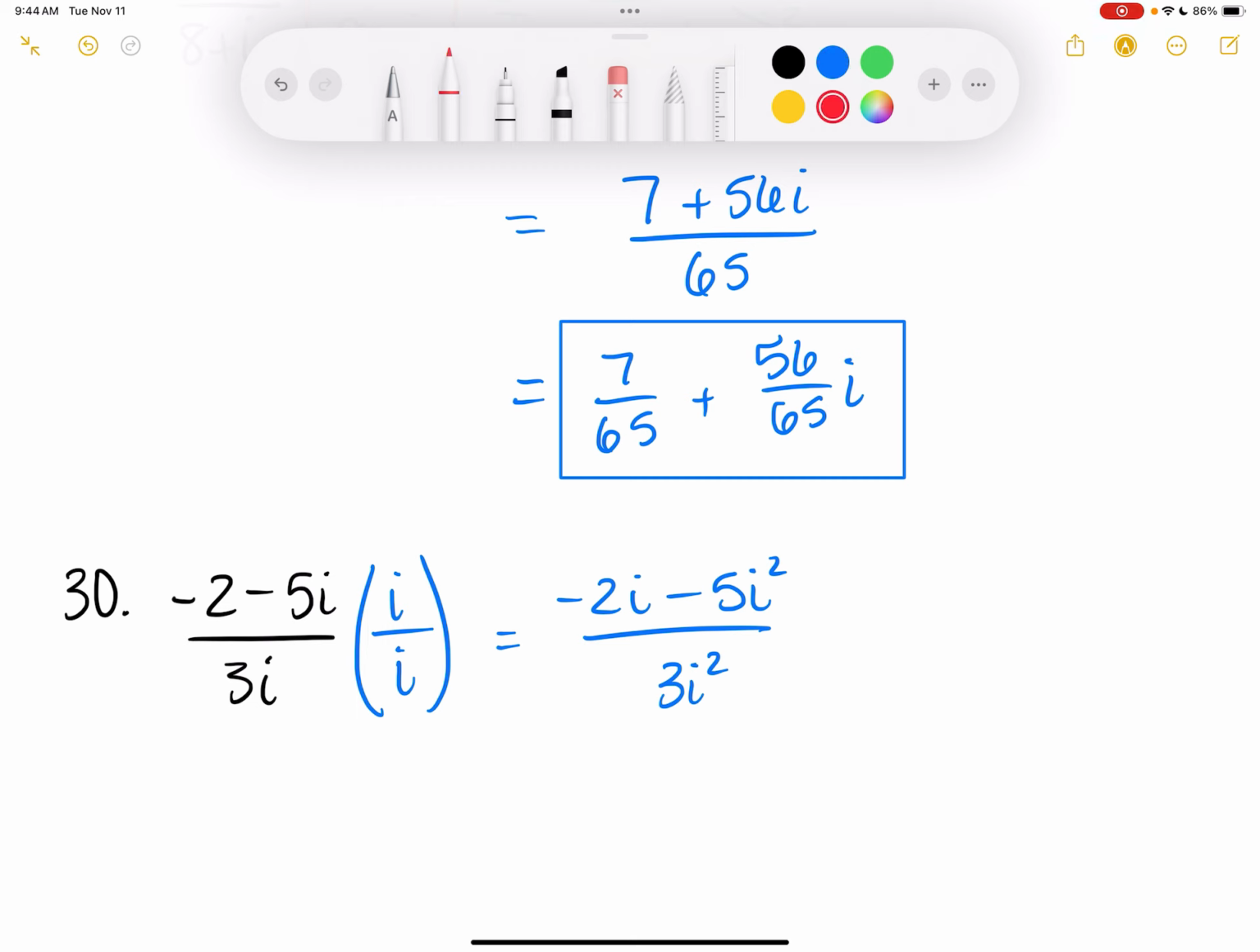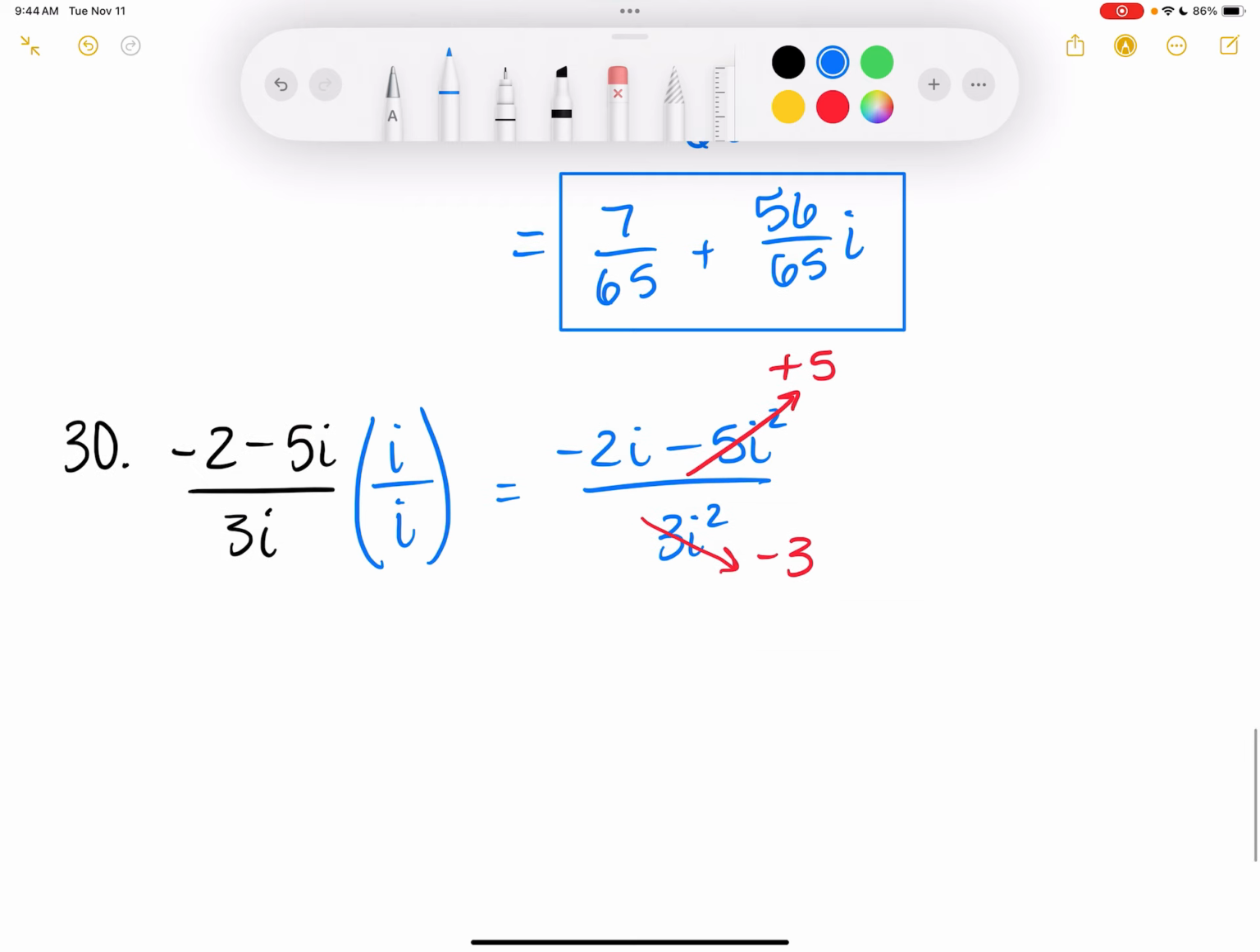Negative 5i squared becomes what? Plus 5. Yep. 3i squared becomes negative 3. And then I need to reorder this. I can go ahead and split it all in one step. I'm going to end up with 5 over negative 3, or you could do negative 5 over 3, it doesn't matter. And then plus, because both of these are negative, 2 over 3i. That's easy.